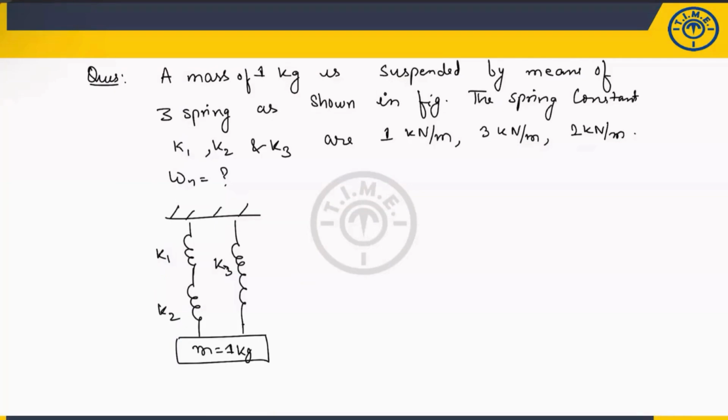How will you calculate natural frequency? Because you know that the natural frequency is nothing but root of K equivalent divided by M. Once you know the K equivalent, your problem is solved. So they only want to know how you will calculate the K equivalent. Can you tell me whether K1 and K2 are connected in series or parallel? Or just tell me which springs are connected in series and which are connected in parallel.